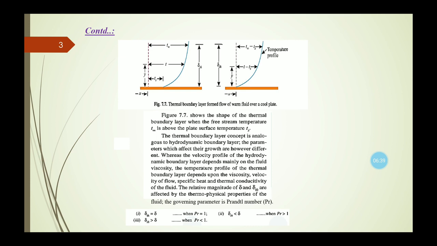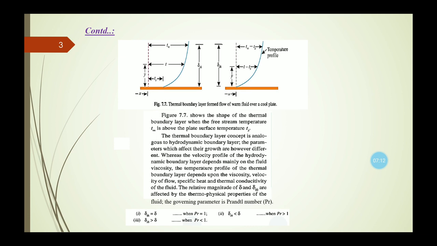Now here the governing parameter is the Prandtl number. The significance of the Prandtl number was discussed in one of the earlier classes, and we have seen that the formula for the Prandtl number is mu Cp divided by K. Now when the value of the Prandtl number equals 1, it has been seen that the thickness of the thermal boundary layer is equal to the thickness of the hydrodynamic boundary layer.